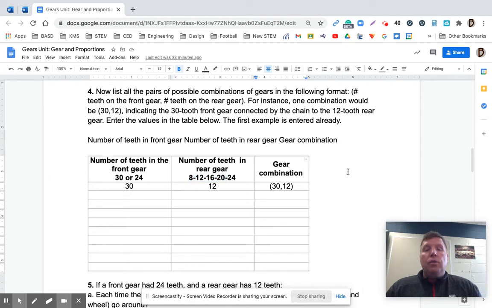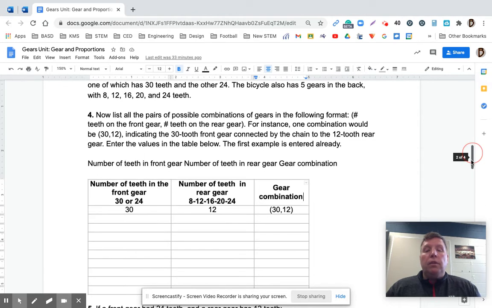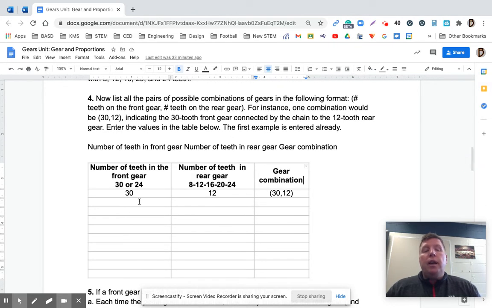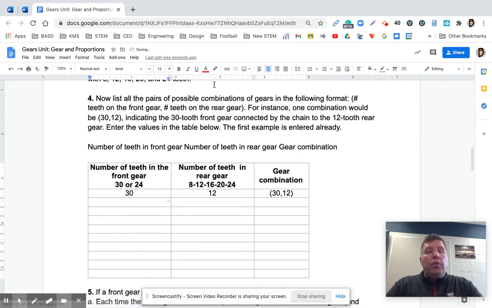All right. So how many possible gear combinations can we have with 2 gears in the front and 5 gears in the back? Well, if we multiply 2 times 5, we come up with 10. So 10 different gear combinations. We've already done one for you. This next one, let's go with 30 and let's go with 8. That combination would be 30 and 8.